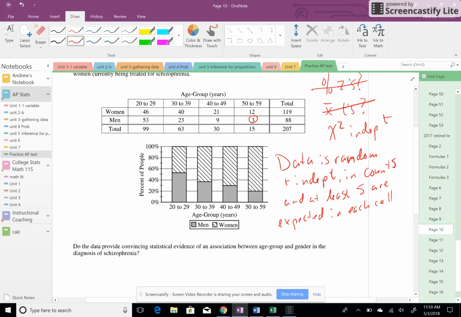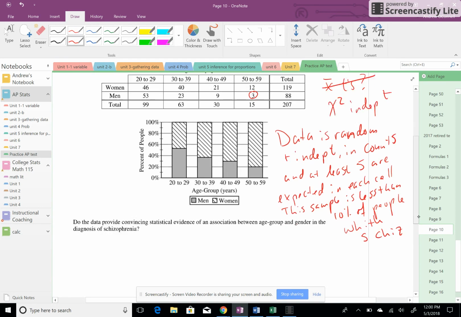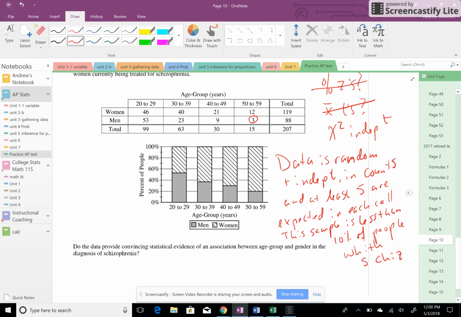You'll also have to say the 10% rule. So this sample is less than 10% of people with schizophrenia. I'm going to abbreviate that SCHIZ, schizophrenia.